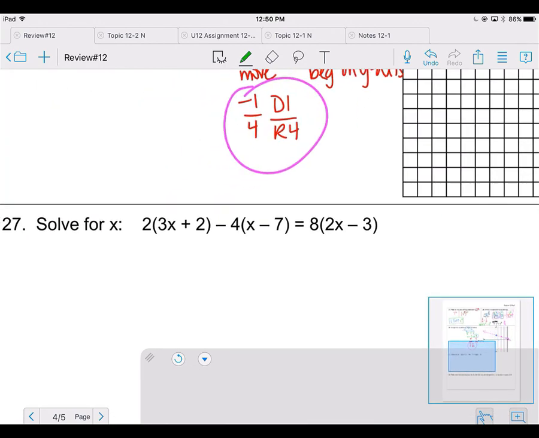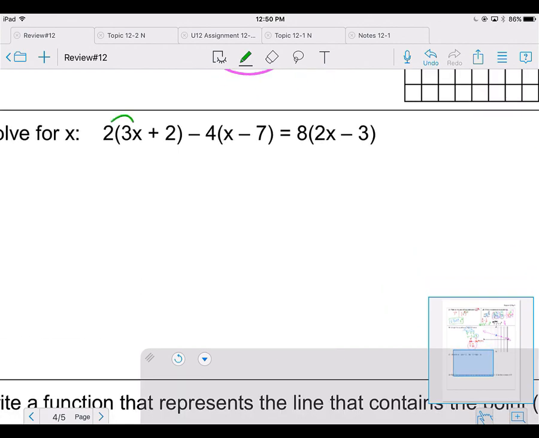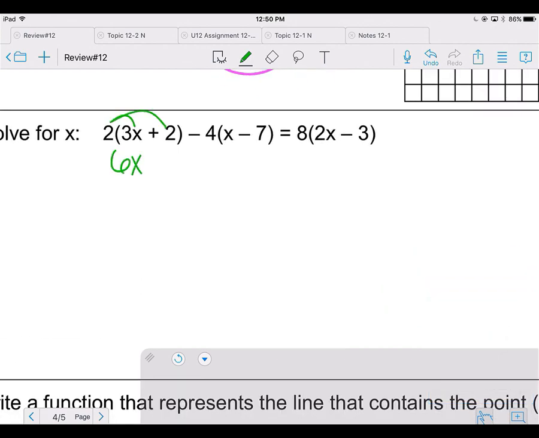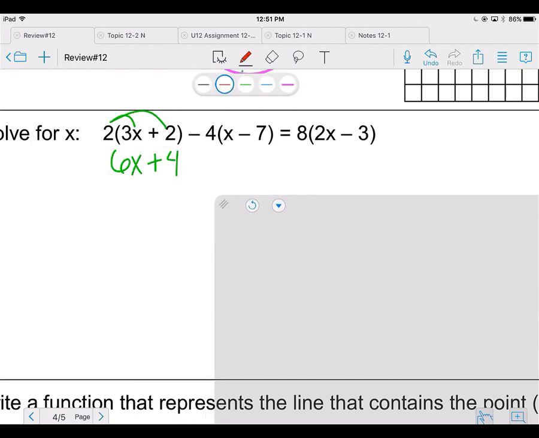27 asks me to solve for x, so first I distribute. 2 times 3x, 2 times 2. Negative 4 gets distributed. Negative 4 times x, negative 4 times negative 7. And 8 gets distributed. 8 times 2x, 8 times negative 3.